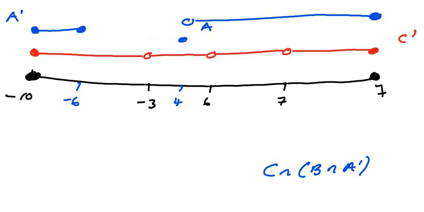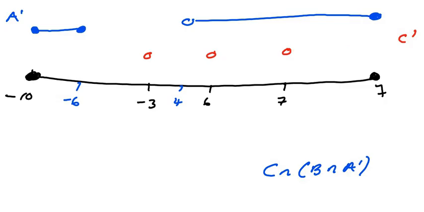I will erase A. That's what you're having. Then we already had C. Remember what C was? So C was already here. So this was C already.